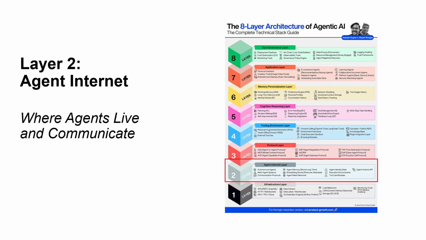This is like the internet for agents. It manages identity, memory, and inter-agent communications. Today it's mostly DIY, but platforms are emerging. Don't build isolated agents. Design ecosystems where agents can coordinate, discover each other, and collaborate.